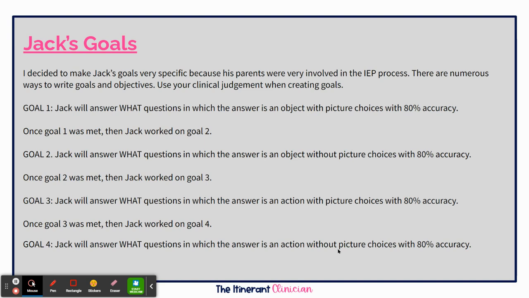So when we look at these goals for Jack, goals 1 and 2 go together and goals 3 and 4 go together. So goal 1, Jack will answer what questions in which the answer is an object with picture choices. And then goal 2 is the same goal, but without picture choices. And then goal 3 is Jack will answer what questions in which the answer is an action with picture choices. And goal 4 is the same goal, but without picture choices.